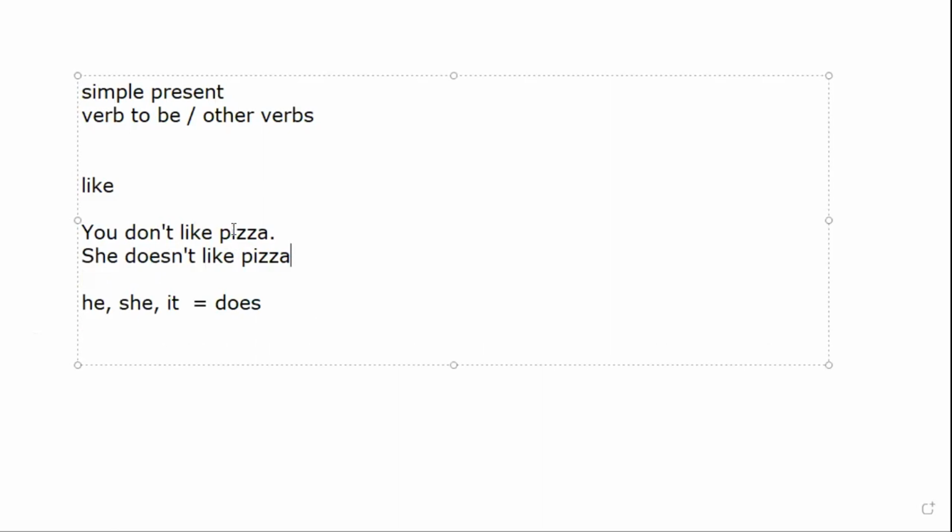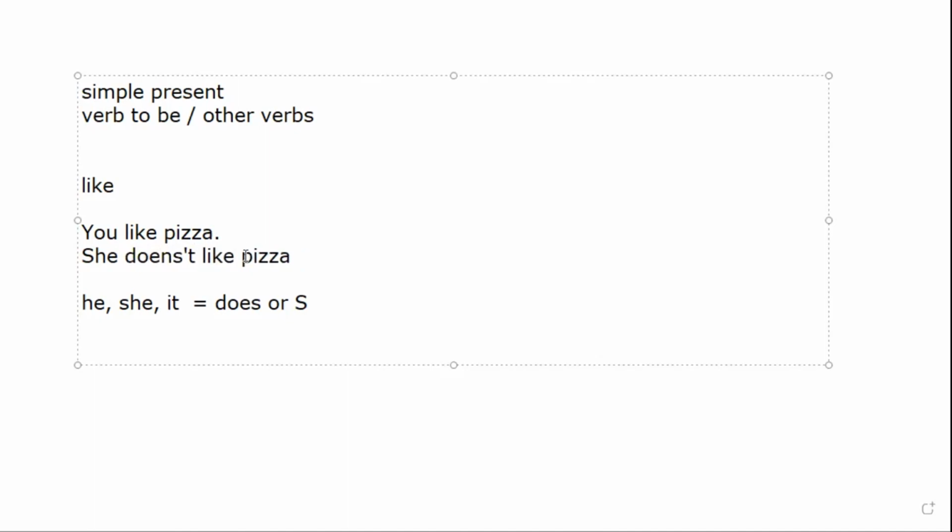For you, for we, for they, I use do. But for he, she, it, I use does. She doesn't like pizza. If this is affirmative, for example, like the one on the top, you like pizza. When it is he, she, it, I need does or s. In this case, I just put s. She likes pizza. But if I use doesn't here, I don't need the s anymore. I can take it out.